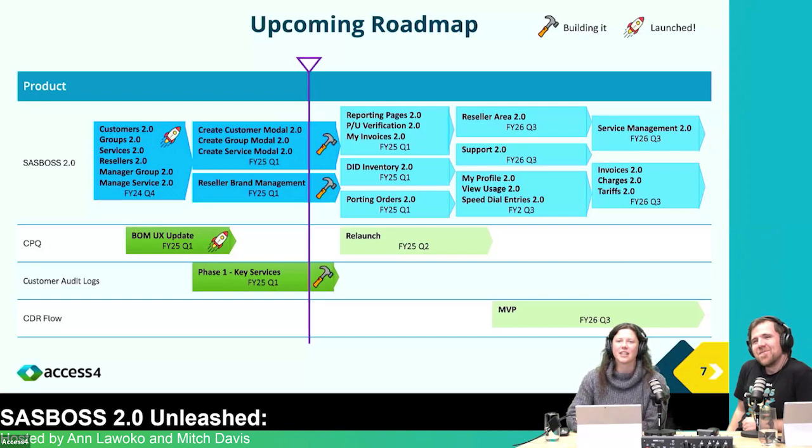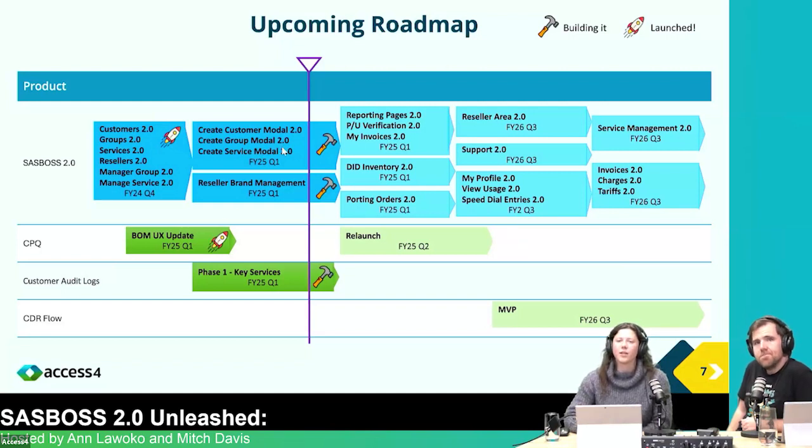So when you're looking at this, the rocket means it's already been launched. We had a big launch of SASBOSS 2.0 back in March, and then we also did an update to CPQ to improve a lot of the UX for creating a bill of materials and quoting through there. So if you haven't seen that, go and have a look at it. Everyone has access to it.